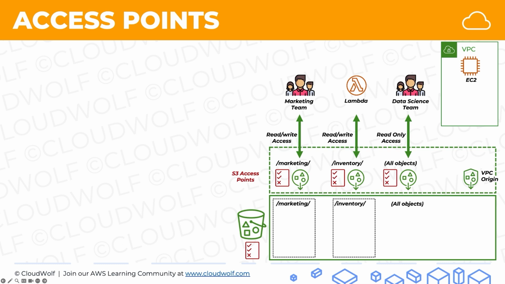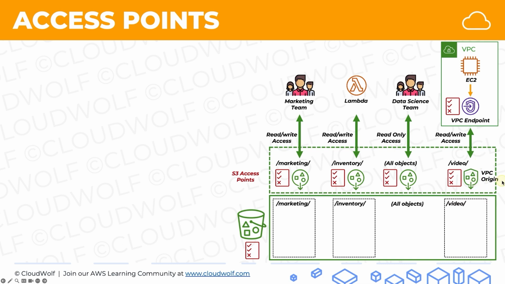So for example, we have a VPC with an EC2 instance here, and you would need to set up a VPC endpoint with its own policy over there. And that VPC endpoint then would be connecting to the S3 access point with this VPC origin. So this S3 access point would say that only from this VPC are you allowed to access this S3 access point, and that creates an additional layer of security.